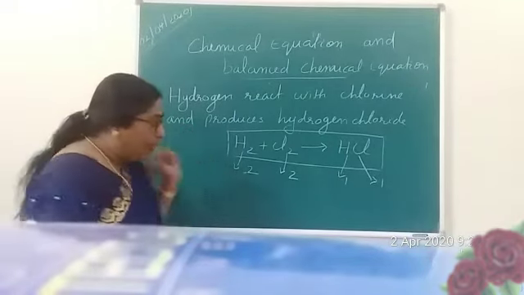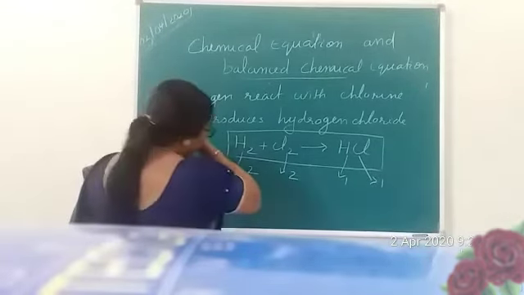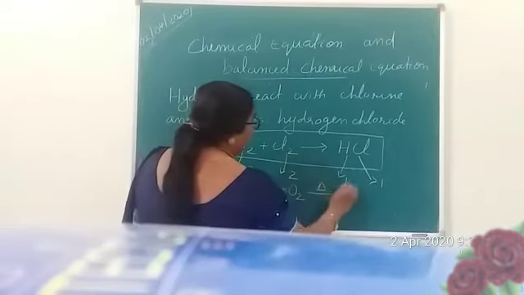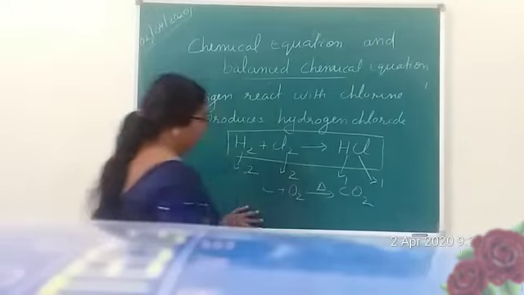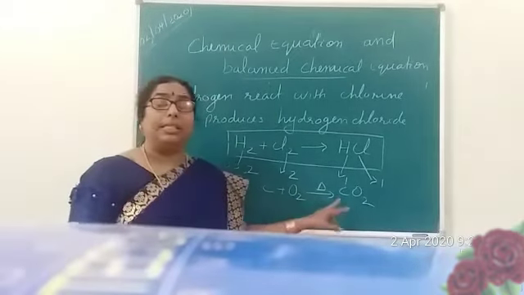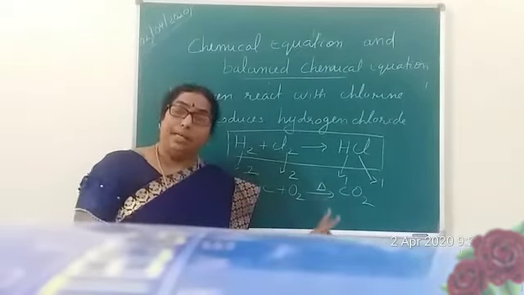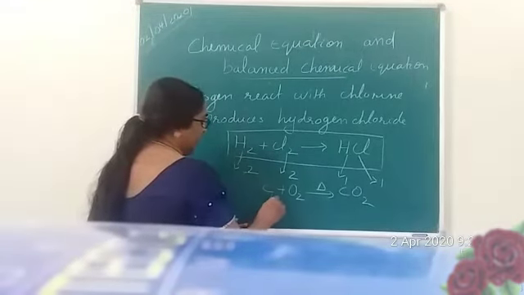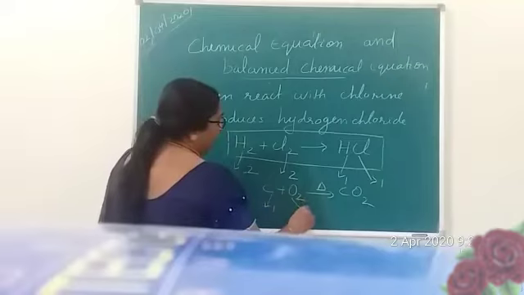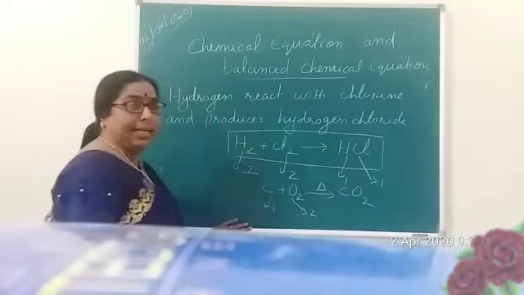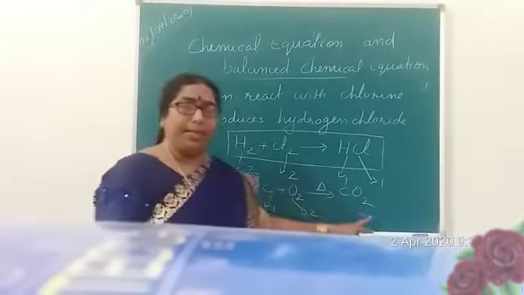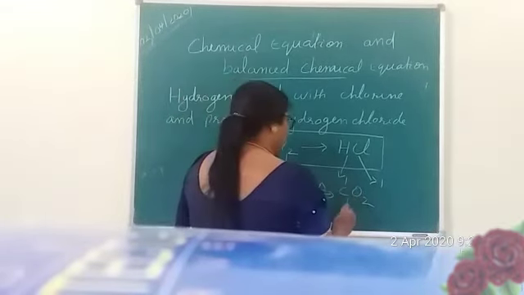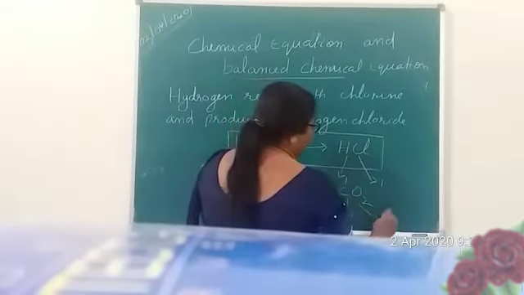Is it clear? On the other hand, you just consider another equation. Carbon burns in oxygen and produces carbon dioxide. In this case, the number of carbon atoms on the reactant side is 1 and that of oxygen atoms on the reactant side is 2. Now you consider the product. On the product side also, the number of carbon atoms is 1 and that of oxygen atoms is 2.